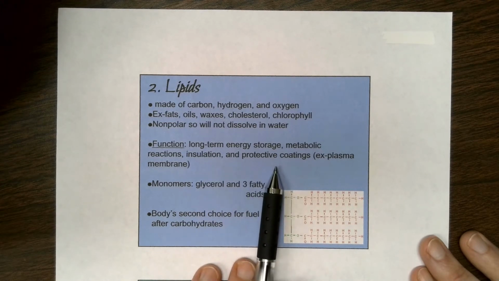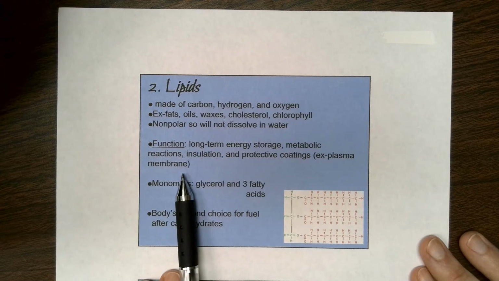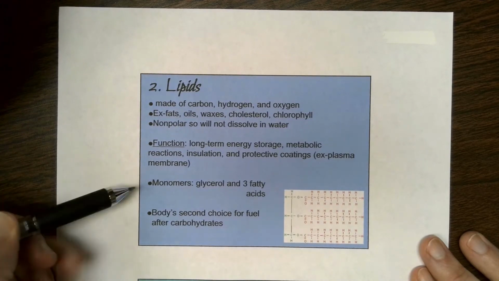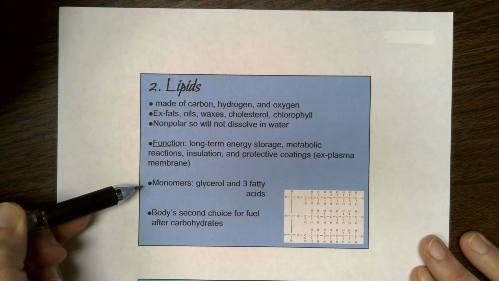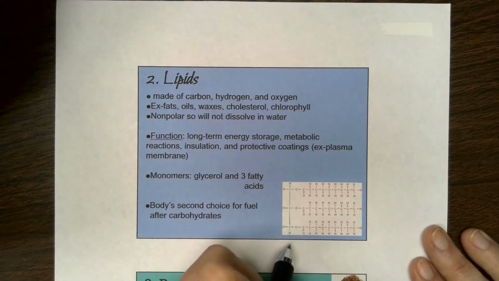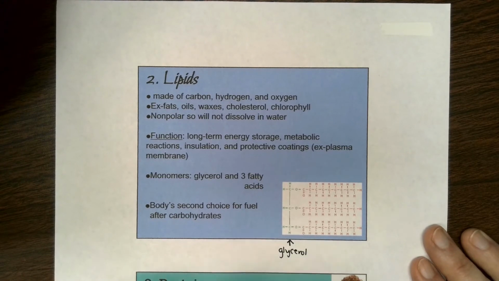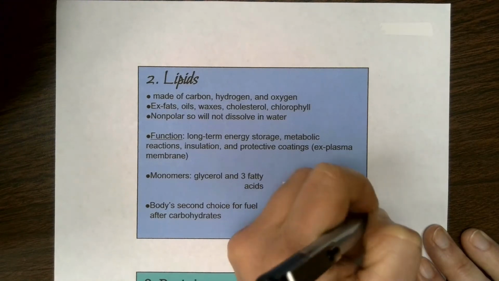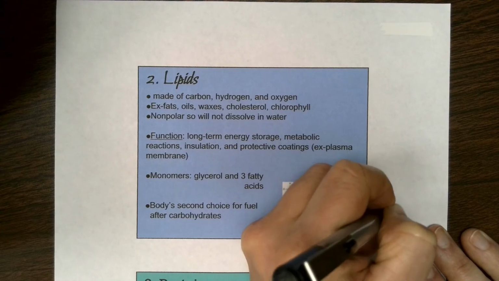When we get to our final unit for this semester, we're going to include the structure of the plasma membrane and the importance of the plasma membrane in maintaining homeostasis. The plasma membrane is full of lipid. The monomers of the category of lipids that we are going to focus on are glycerol and 3 fatty acids. When you look at this diagram, this green is your glycerol, and these three red things are your fatty acids.